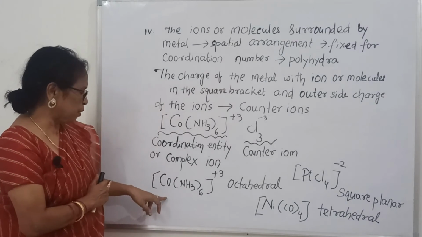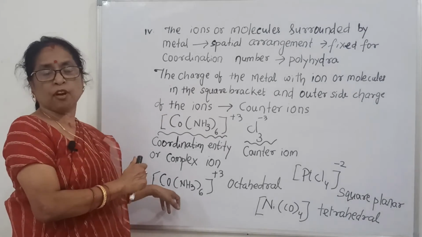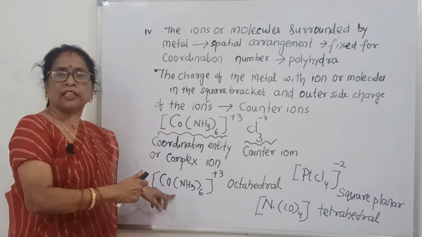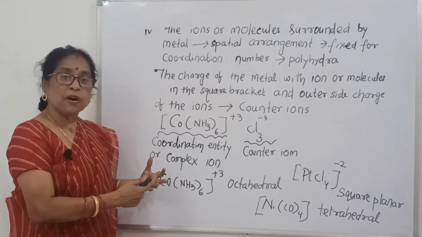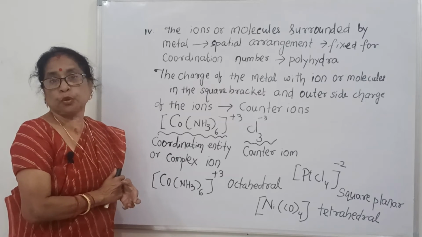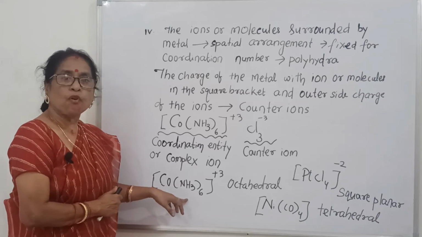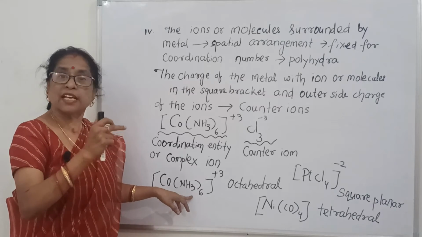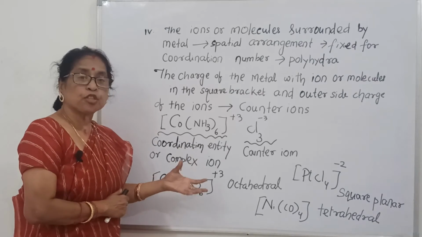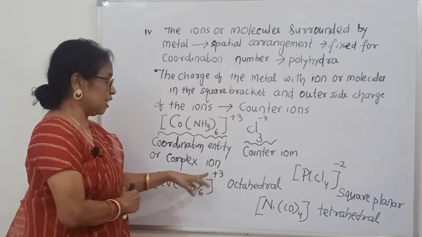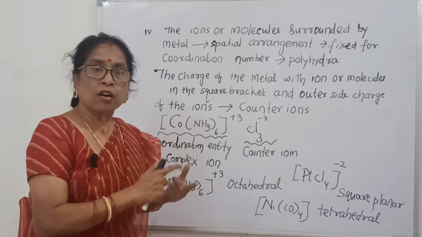See here the example. What is the nomenclature for this, I am not going to explain now. When the nomenclature chapter comes, I will explain, otherwise it mixes and confuses you. So only remember Co is surrounded by 6 ammonia molecules, having charge +3, and the structure of this entity is octahedral. The geometrical shape is octahedral.